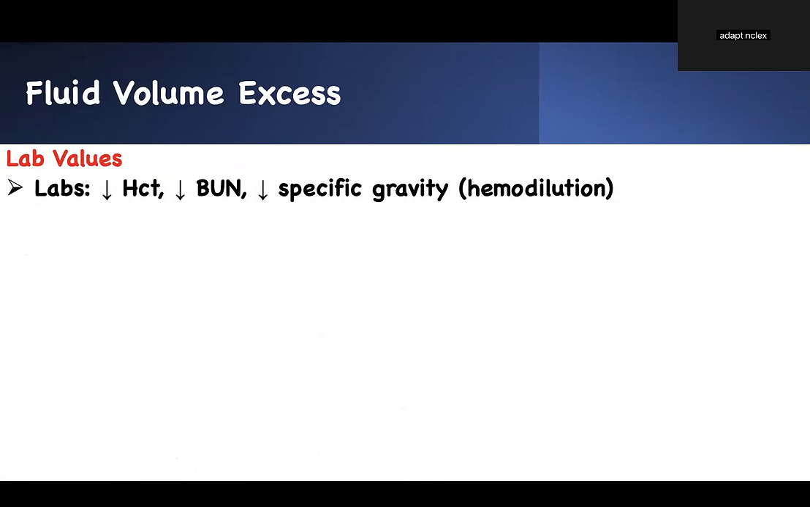Most of the lab work is opposite of what we talked about. Now your kidney is happy. BUN goes down, your creatinine goes down, hematocrit gets diluted, and your specific gravity becomes dilute. So your specific gravity should be less. Your normal one is 1.030. Your specific gravity will be here. It will be less than 1.030. So this is the key aspect of that area.